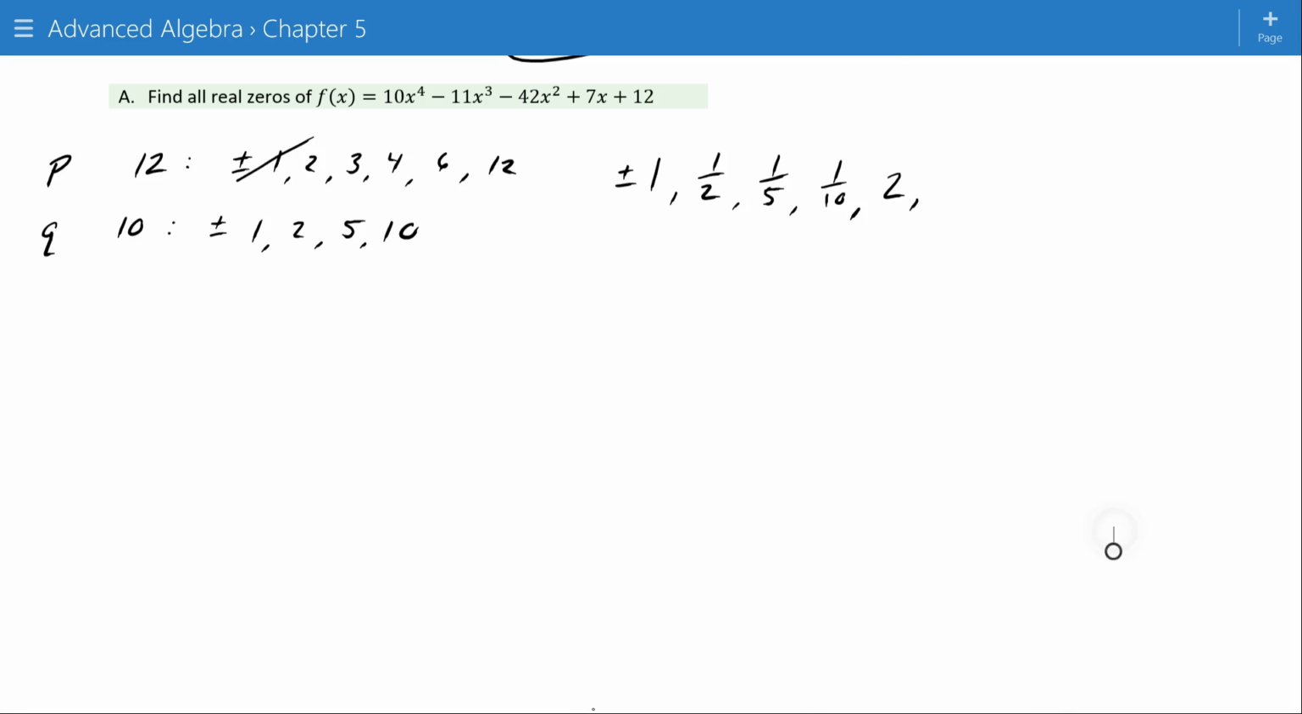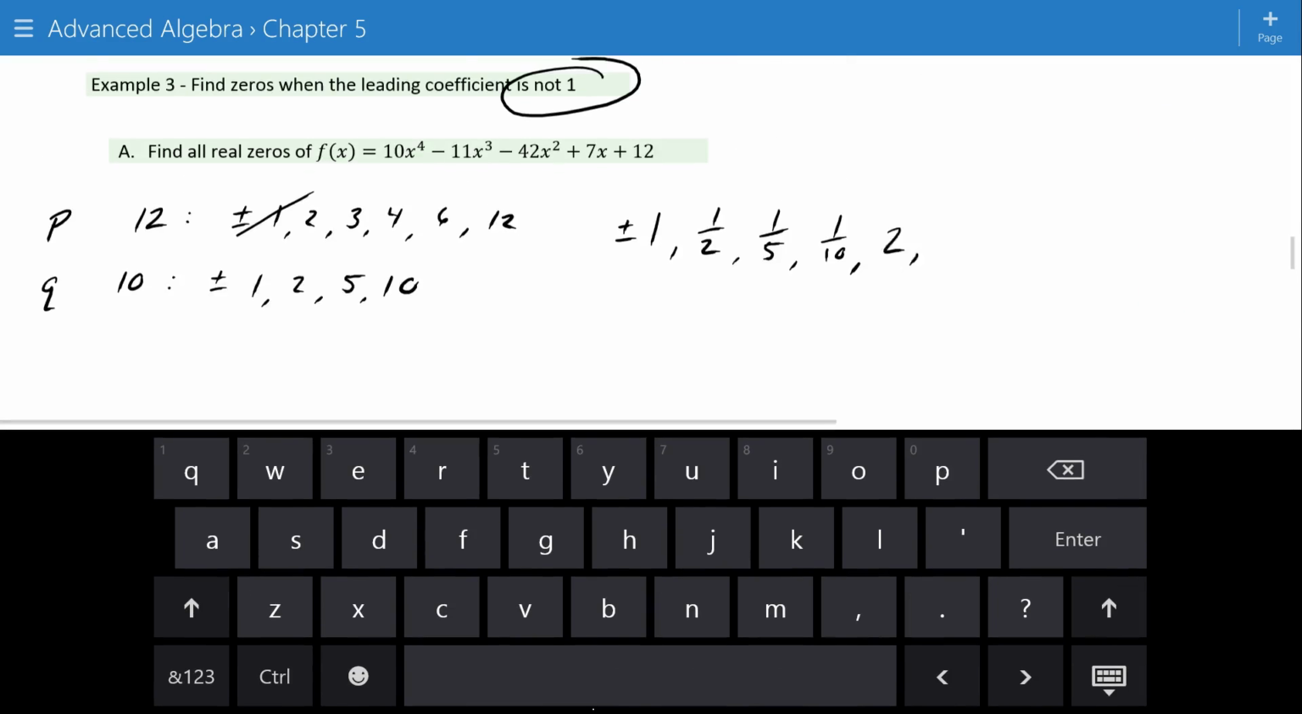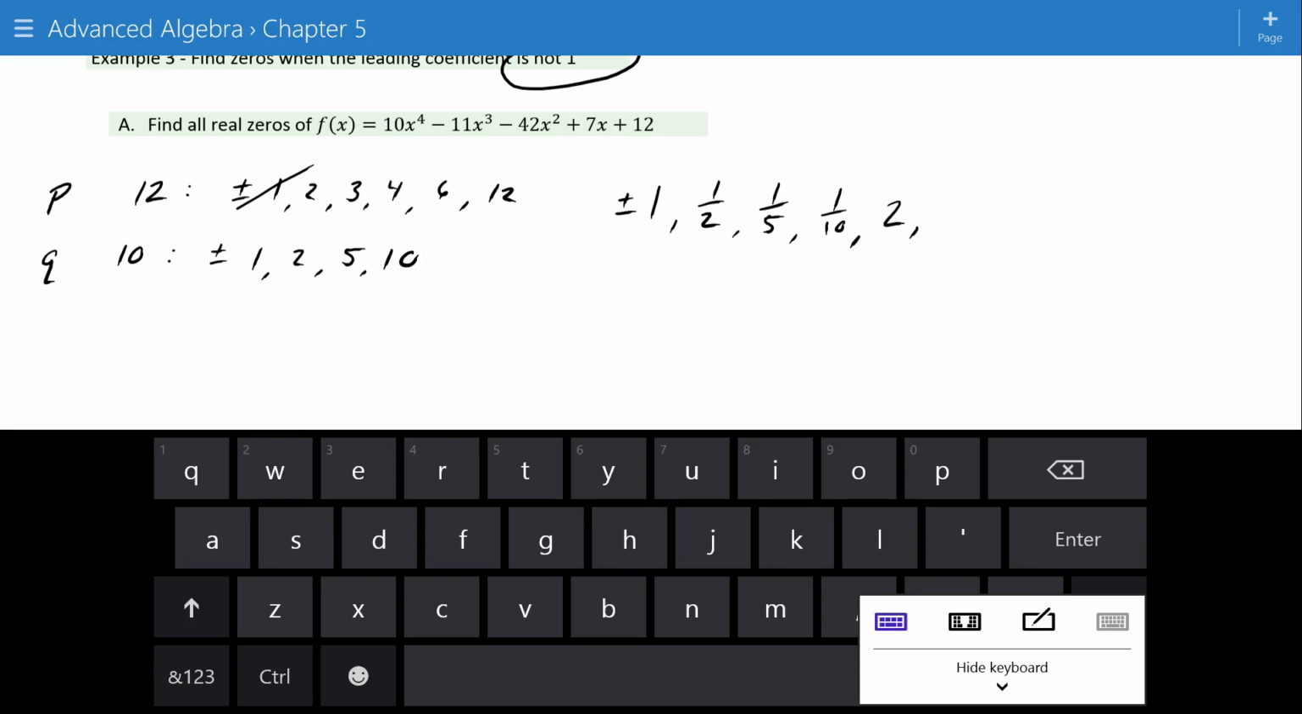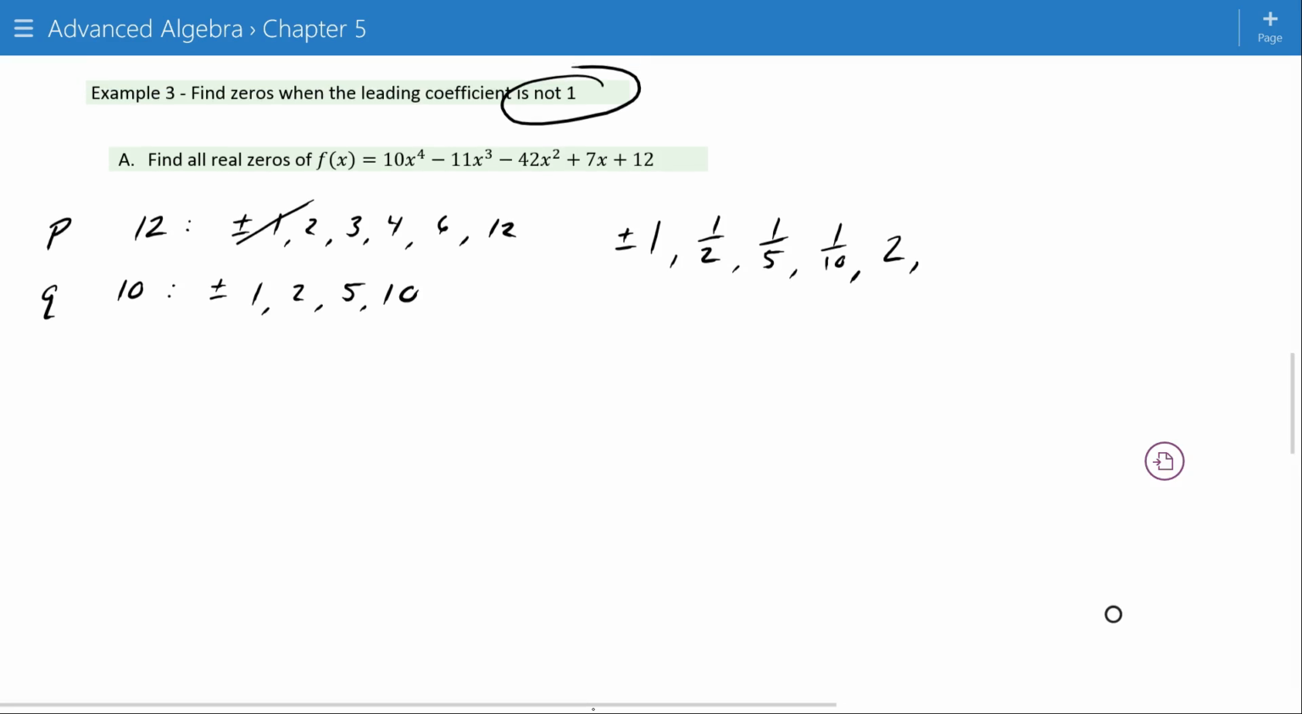You've got 2 over 2, but I'm not going to, I don't know why the keyword popped up, sorry guys. So we tested, we got one of our possible zeros as 1 over 1, 1 over 2, 1 over, we put the 1, right? Now our next p is 2, so we do 2 over 1, which is just 2. 2 over 2, simplified is 1, so I don't need to rewrite it.